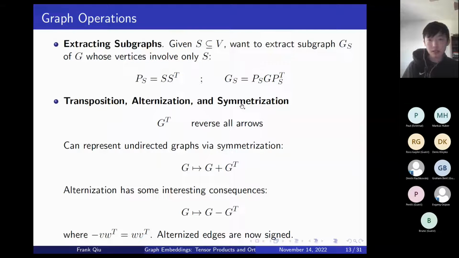Transposition, alternization, and symmetrization all have natural analogs. With transposition, I flip the direction of all arrows in my graph. With symmetrization, I'm working with undirected graphs. With alternization, I'm putting a sign on my edges, so a positive or negative sign will reverse the direction.